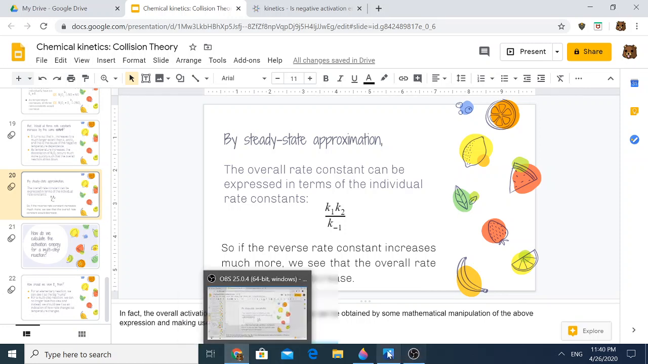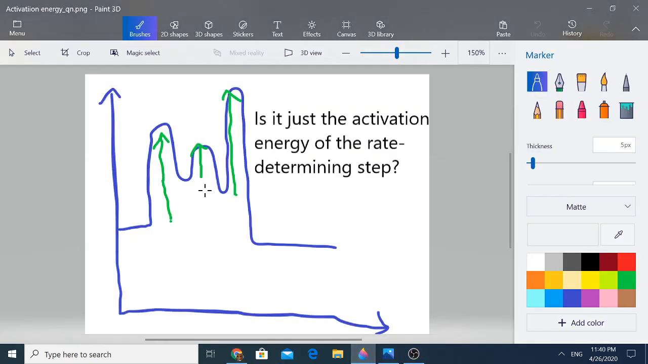So similarly, for a multi-step reaction, you cannot just take it to be the greatest activation energy, that of the rate determining step. It's not just so simple. You need to do some mathematical treatments, find the rate constant form in terms of the individual rate constants of the individual steps, and then from there obtain the activation energy. Not so simple as just reading off the reaction energy profile diagram.